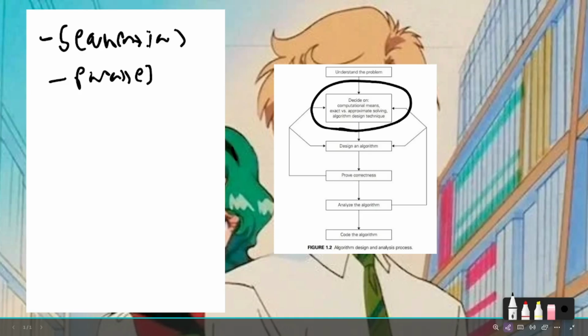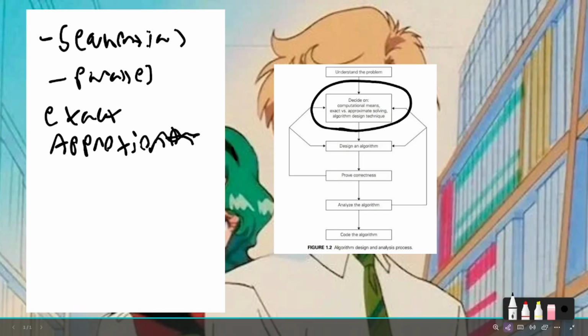But yeah, let's see. Then we'll have to decide on an exact or an approximation solution to our problem. Oh, I can't spell. Approximation.